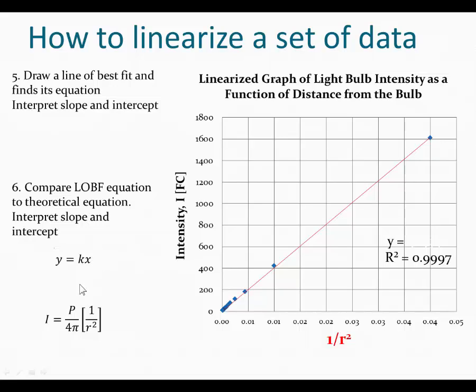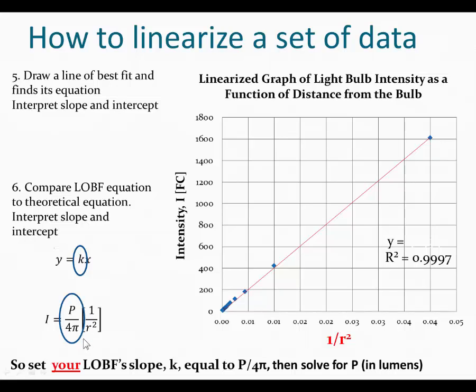And how do these things relate to each other? Well, that slope that you found is going to equal P over 4 pi. And so what you need to do is set your slope, whatever that value is, equal to P over 4 pi, and solve for P just by multiplying both sides of your equation by 4 pi. And voila, you have your power, which was really luminosity, in lumens to solve the problem. So that is your answer, and that will help you find what value of light bulb we used in this experiment.